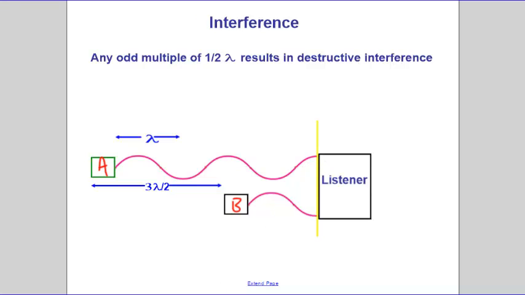And if a crest in this problem meets a trough, we'll end up with destructive interference. So they're out of phase. This can happen when they're off by a half of a wavelength. Another opportunity is when they're off by 1.5 wavelengths, or 3/2 wavelengths.